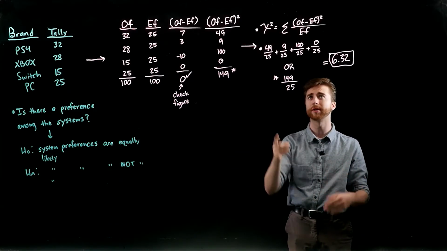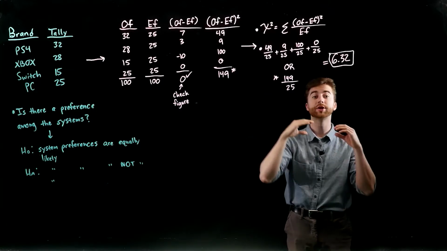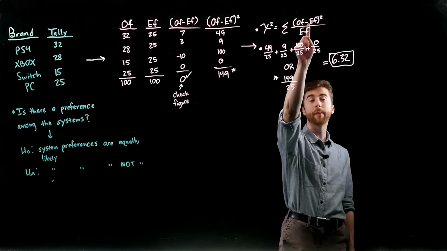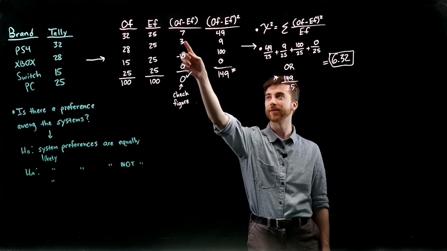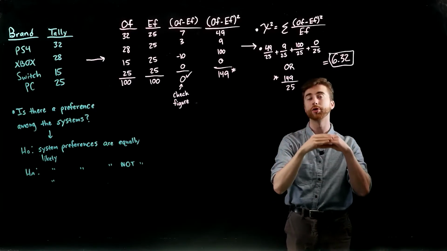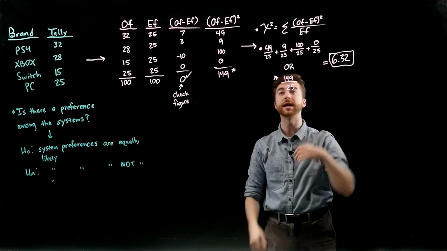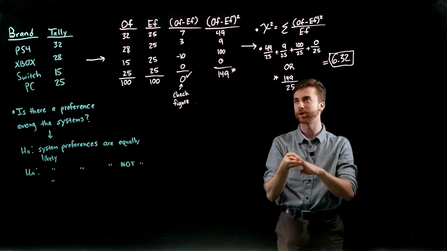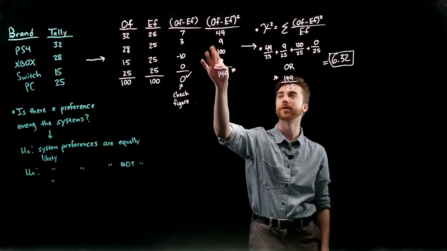At this point, I'm wanting to find my OF minus EF squared. I take the OF minus EF I just found, which is the numerator, and I square each of them. So I get 7 times 7 is 49, 3 times 3 is 9, and so on. I have my OF minus EF squared for every single observation: for the PS4, Xbox, Switch, and PC, I have each of those numerators.